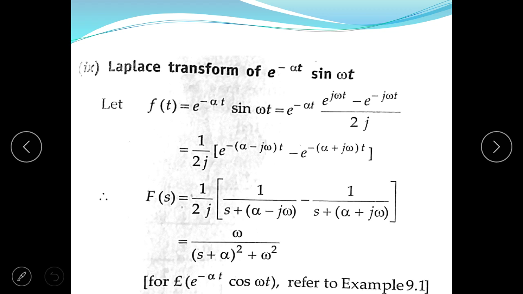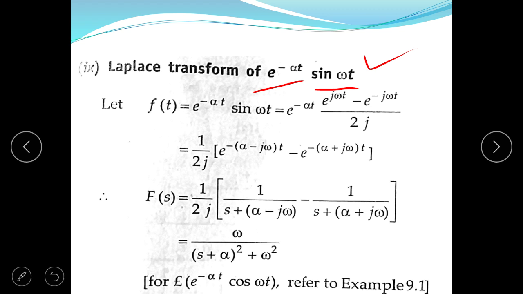Next question is: find the Laplace transform of the function e to the power minus at times sine omega t. Now we have studied that the Laplace of e to the power minus at is equal to 1 upon s plus a, and the Laplace of sine omega t is omega upon s square plus omega square. So we can directly write it, or we can solve this.